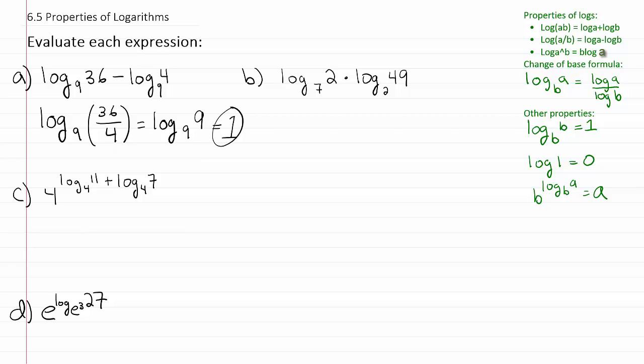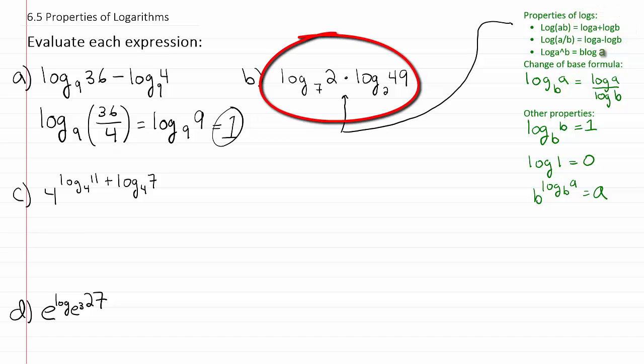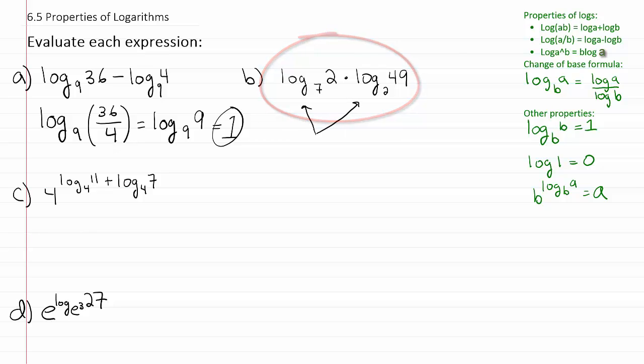All right, let's look at B. B is a little bit deceptive. Be careful. Don't look at this product and then jump to that first rule in our list and say, oh, it's a product, therefore I can write it as a sum. That isn't correct, actually. In that product statement in the list of properties, we're taking the log of two things that are multiplied and saying that that can be written as a sum, right? That's not the same thing as what we have here. Here we have two logs, not one log, and the logs are being multiplied. So it's not the log of a product, it's the product of logs, right?